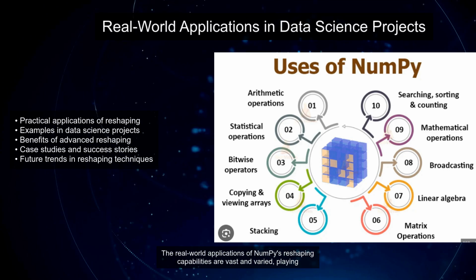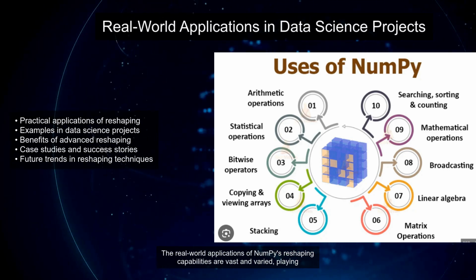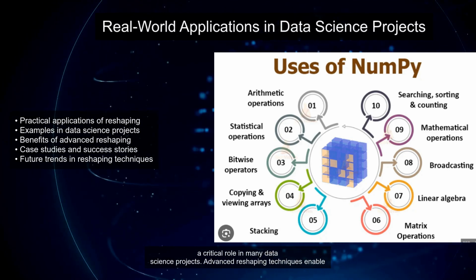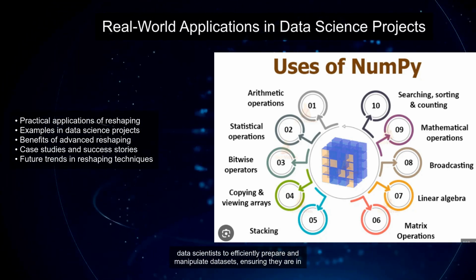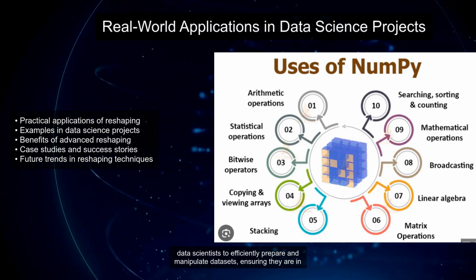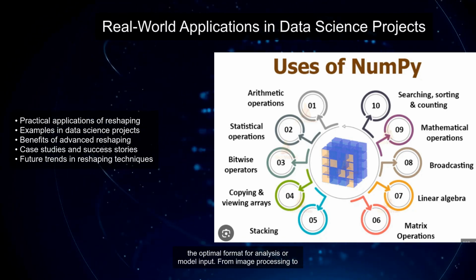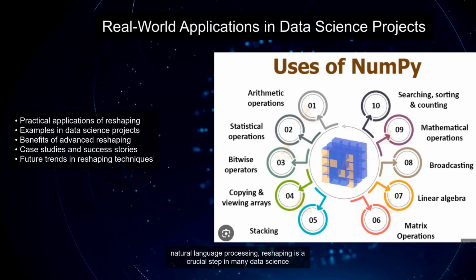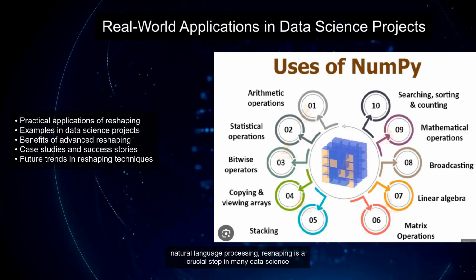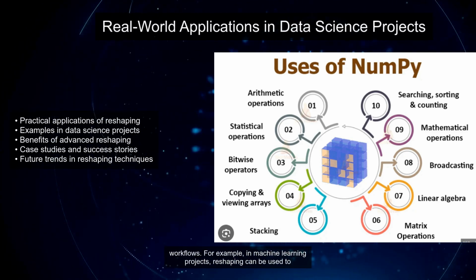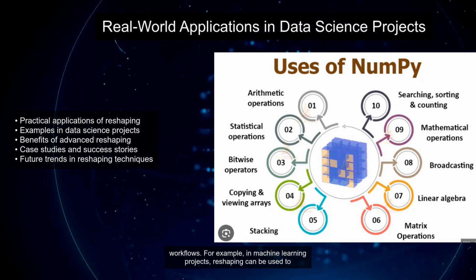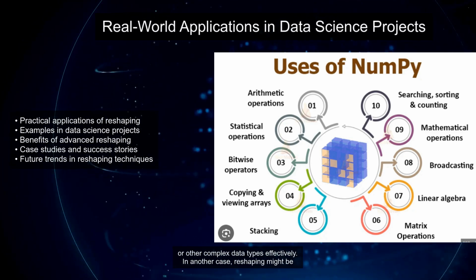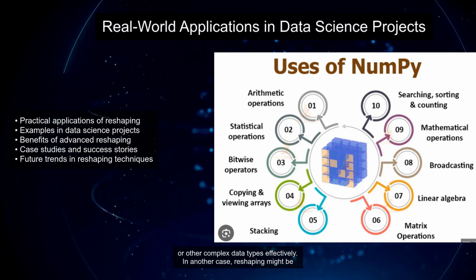The real-world applications of NumPy's reshaping capabilities are vast and varied, playing a critical role in many data science projects. Advanced reshaping techniques enable data scientists to efficiently prepare and manipulate datasets, ensuring they are in the optimal format for analysis or model input. From image processing to natural language processing, reshaping is a crucial step in many data science workflows. For example, in machine learning projects, reshaping can be used to format input data for neural networks, allowing models to process images, text, or other complex data types effectively.